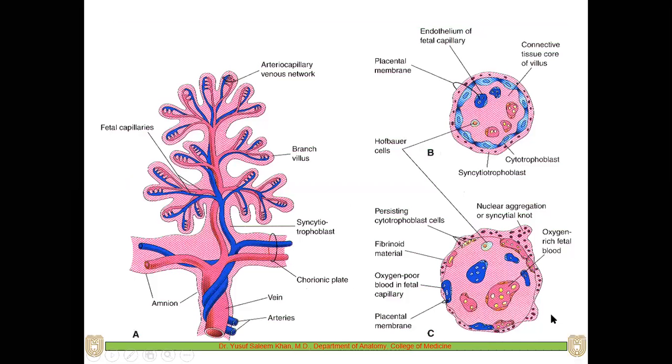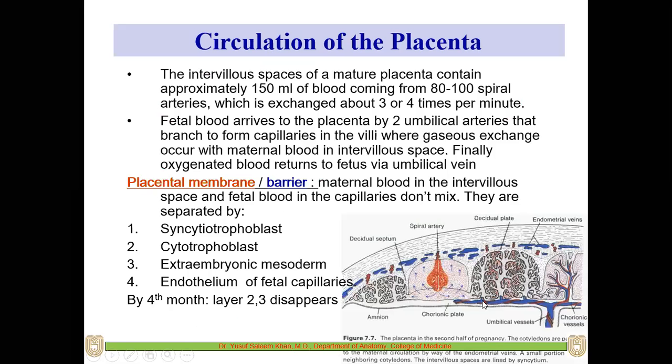So the oxygenated blood comes through the umbilical vein, and that's why it is shown in red. There is a wrong representation here in the colors. Actually, this is the vein. It should be shown in red, not in blue.